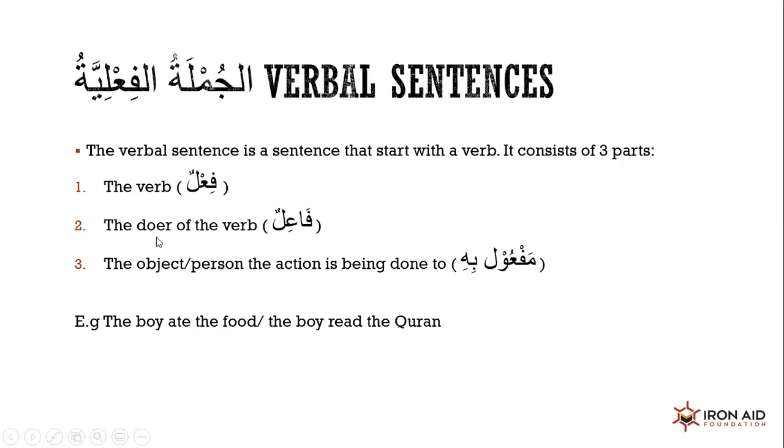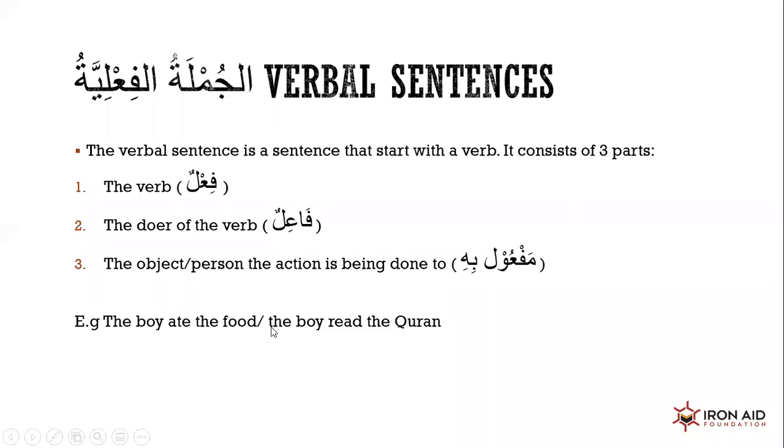Okay, so when you're doing a verb, you carry the verb out on an object or a person, and this is called maf'ul bihi, or maf'ul bih in Arabic. So fi'l, the verb, fa'il, the doer, and maf'ul bihi, the object. So if you don't want to learn the Arabic, just verb, doer, object. This is the order that verbal sentences normally come in.